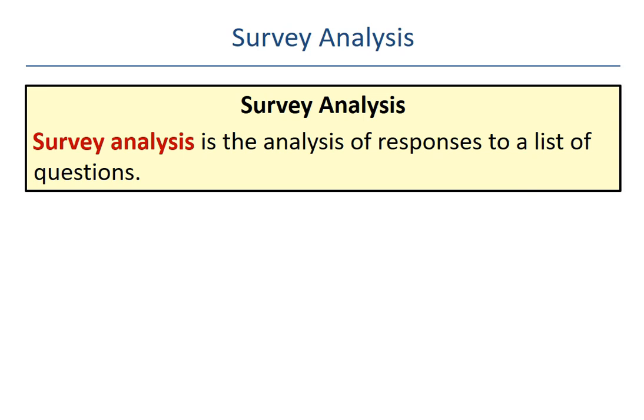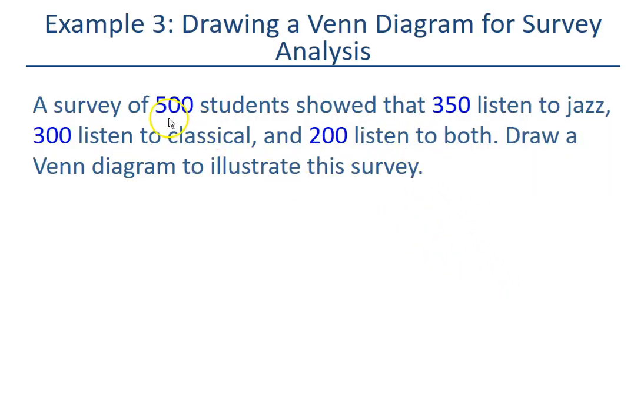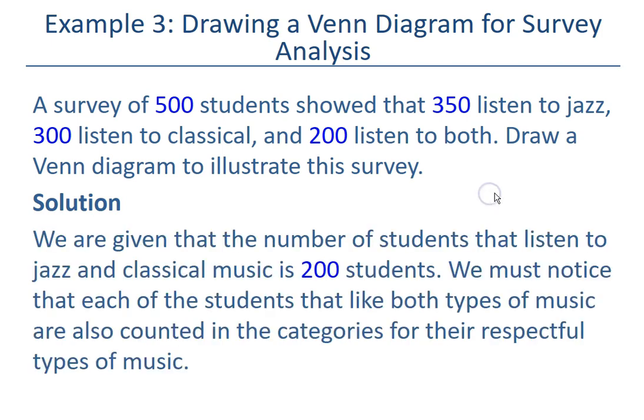Now, another kind of analysis is what we call a survey analysis. Here we have 500 students showing that 350 listen to jazz, 300 listen to classical music, 200 listen to both. Draw a Venn diagram to illustrate this survey. Now what I did is I did the notes for this. I sketched this out already. So you need to write this down.